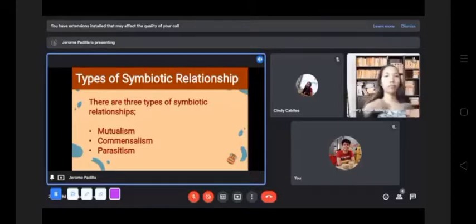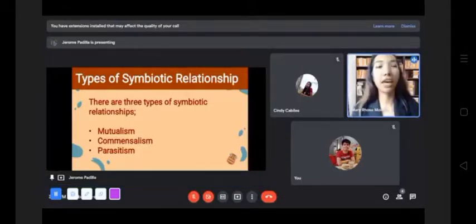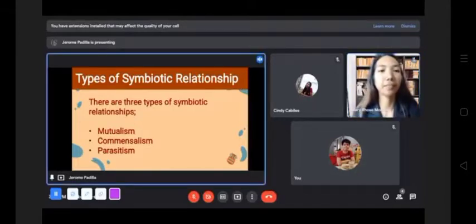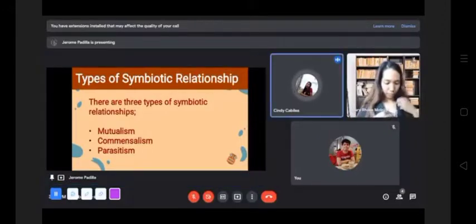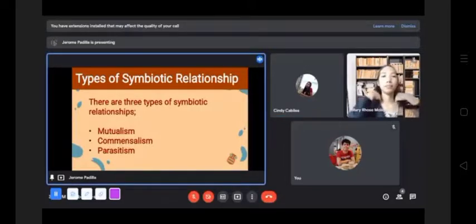The first one is mutualism. May I ask Ma'am Merrill what is mutualism? I think mutualism talks about being dependent on each other. Okay, thank you for that, Ma'am Merrill. How about commensalism, Ma'am Cindy? I think it is an interaction of co-organisms which benefit from each other, sir. Okay, let's find out later if your answer is correct.